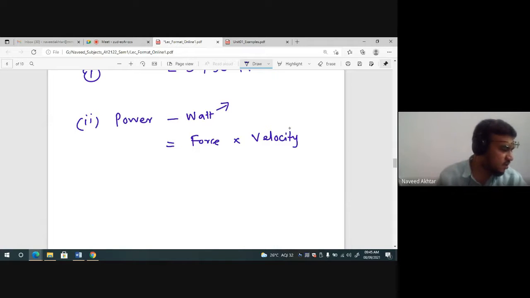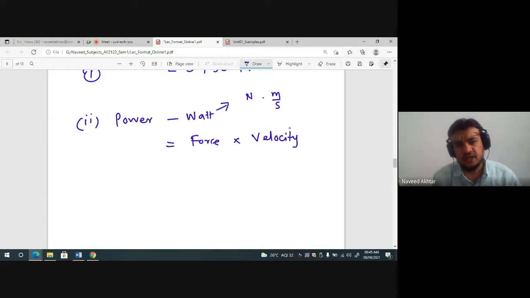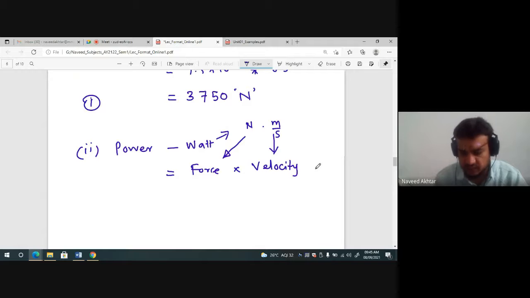if we look at the unit of watt, the unit of power, as I told you before, is Newton meter per second. Newton meter per second. So Newton is nothing but your force, meter per second is nothing but your velocity. So power is nothing but force into velocity, and already we have calculated the force. It is 3750, and the velocity to maintain, the speed of the upper plate, is 3 meter per second.